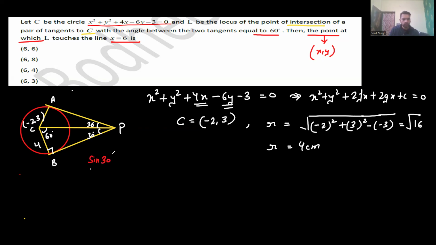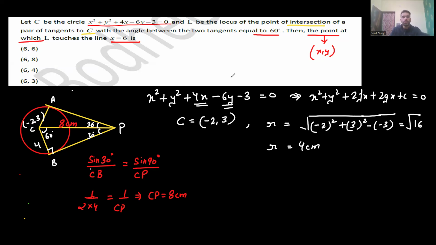sine 30 upon CB, which is equal to sine 90 upon CP. Now we have to find the value of CP. Sine 30 is 1 by 2. CB is 4. Sine 90 is 1. So here CP is equal to 8 centimeter.